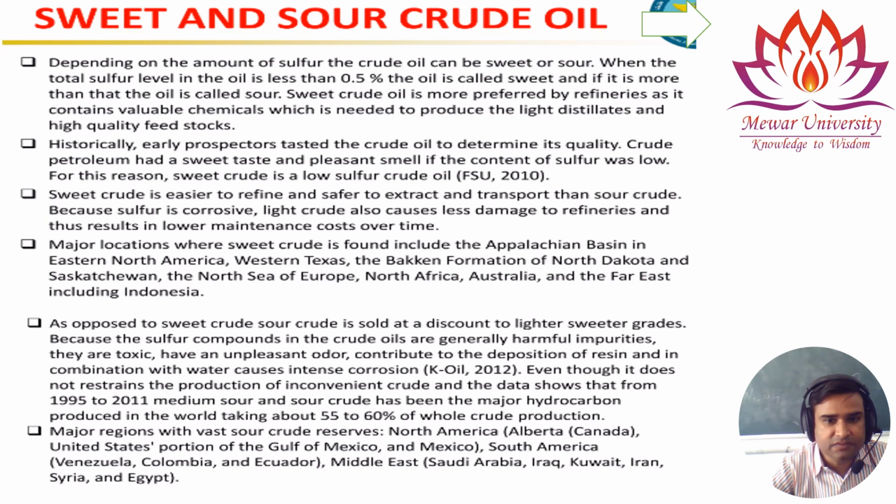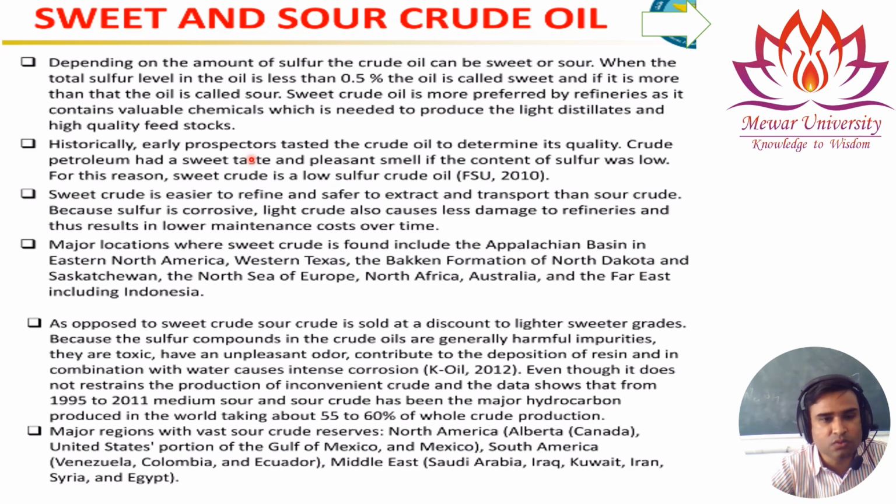Now we will come to know sweet and sour crude based on the sulfur content. Depending on the amount of sulfur, the crude oil can be sweet or sour. When the total sulfur level in the oil is less than 0.5%, the oil is called sweet, and if it is more than that, then the oil is called sour. Sweet crude oil is more preferred by the refineries as it contains valuable chemicals which are needed to produce the light distillation and high quality feedstock.